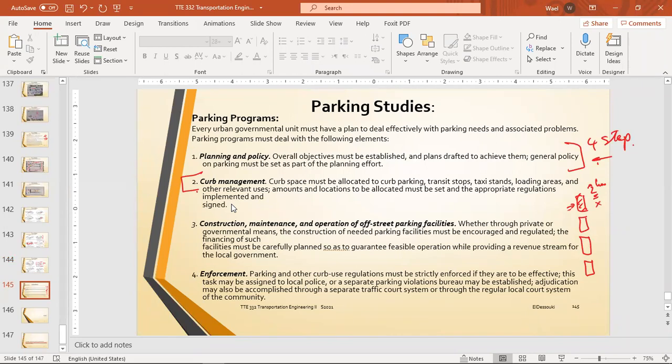Enforcement. Enforcement means that you can have a very good policy, you can have very good regulations from these three, but there is a lack of enforcement. So there should be parking officers especially for curb use regulations to manage these. Any questions? Okay, we are going to stop here.